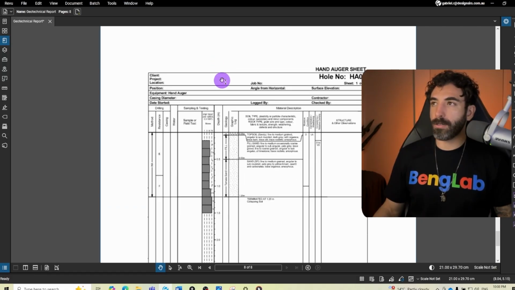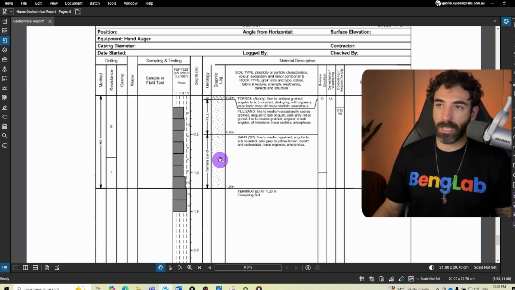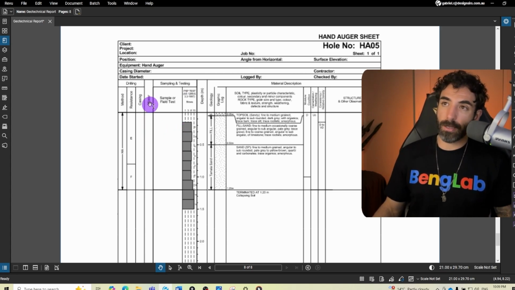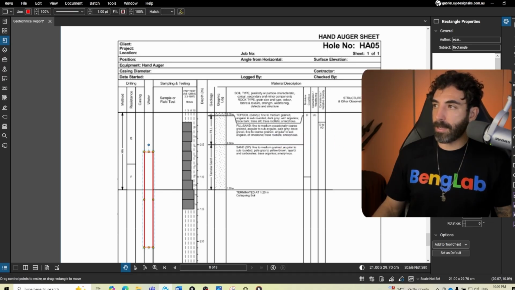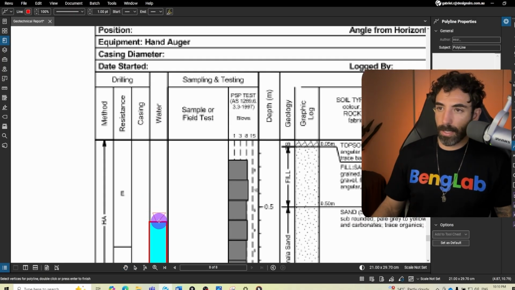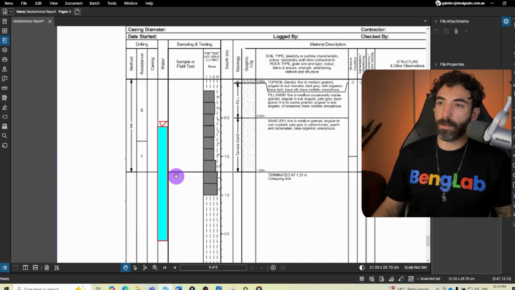And then we've got another borehole log here. And for this one, we have 500 millimeters of fill. And then from 500 to 1.2 meters, we've got sand. And then the test terminated at 1.2 meters. If there was groundwater on this site, it would be showing on this column. There's a column for water. And then you would probably see a blue color in this area. And there would be a triangle like this, showing the depth where the water was encountered.